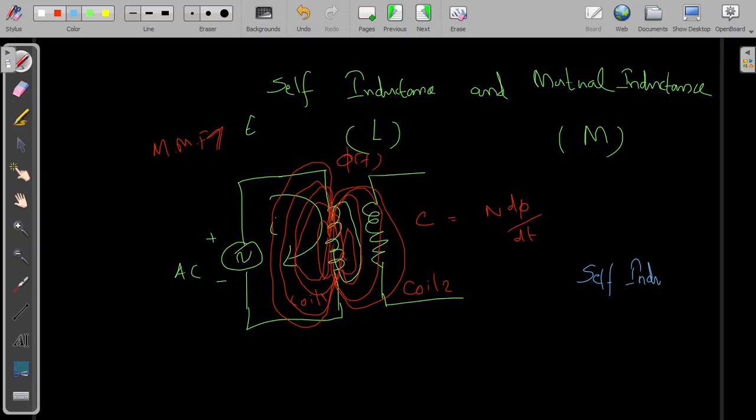Self-induced EMF. That is the induced EMF produced due to the change in flux linkage with respect to time associated with the same coil. So we got an induced EMF E here, right? This E is the self-induced EMF, and this property is known as self-inductance.